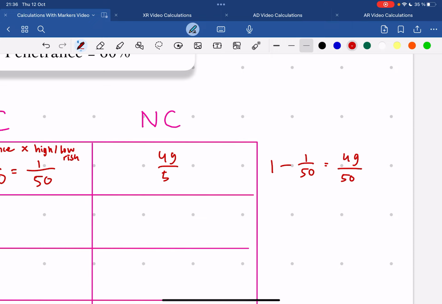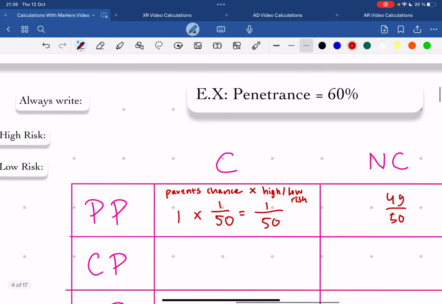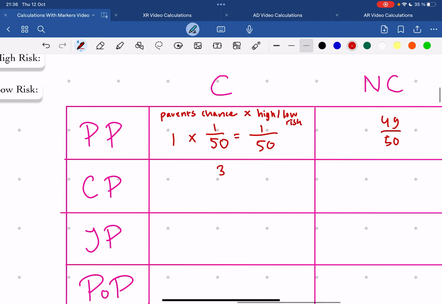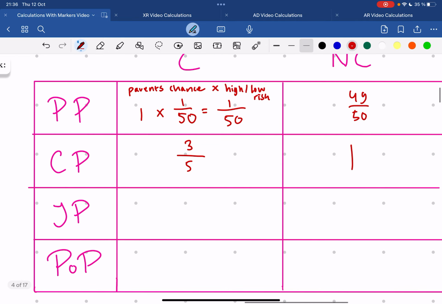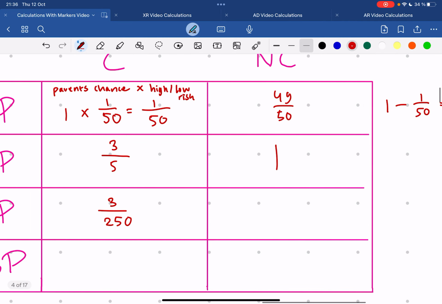So we can write it down here. Conditional probability, I wrote penetrance at 60%, which would be 3/5. And then conditional probability for non-carrier is always 1. Joint probability are these two multiplied by one another, which would be 3/250, while non-carrier is 49/50, but since we want to simplify it, we have to write the denominators to be the same. So in our case, 49 times 5, that would be 245 divided by 250.